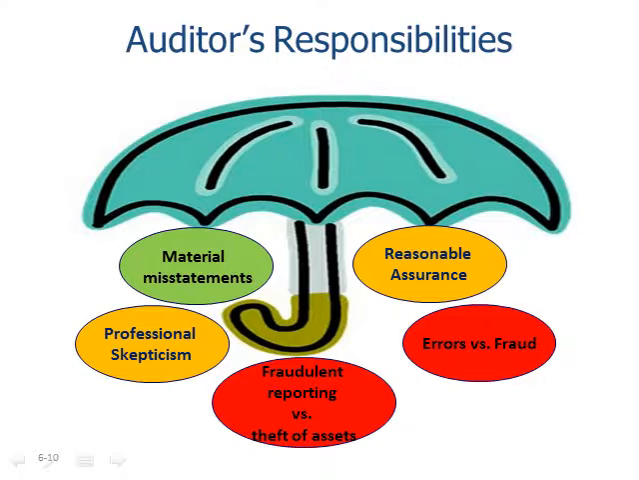And keep in mind we cannot provide absolute assurance because of this idea of cost-benefit trade-off and how much it would cost so much more to provide absolute assurance that it would offset any benefit associated with that versus reasonable assurance. And then we have this idea of errors versus fraud, and as accountants we're constantly assessing the situation to determine where we see misstatements, was it an error or was it fraud, and then what are the actions that we're responsible for executing once we reach that decision.